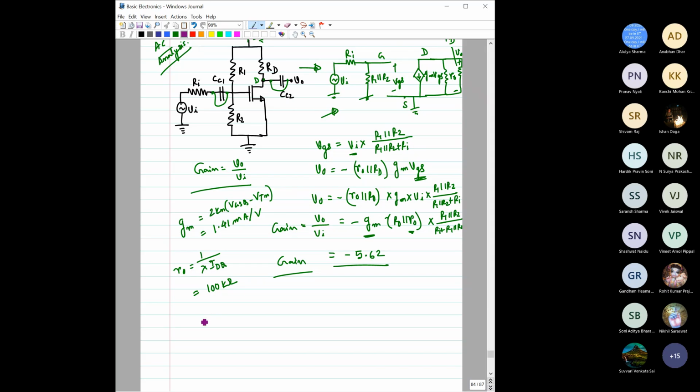Now, suppose this R naught is infinite. So that means the transistor characteristic, the ID-VD characteristic, is like this.